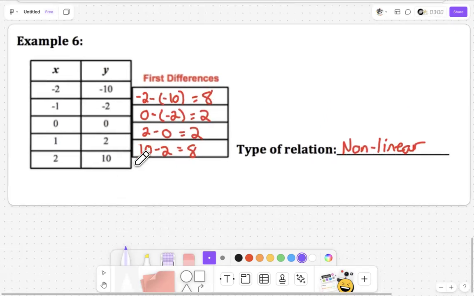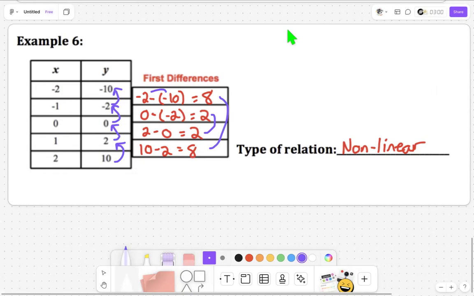And the last one is a little bit tricky because when I take 10 minus 2, I get 8. 2 minus 0 is positive 2. 0 minus negative 2 is also positive 2. Negative 2 minus negative 10, which is the same as negative 2 plus 10 because you have a double sign, gives you a positive 8. Now, just because these two are the same and these two are the same does not mean we have a linear function. All the first differences must be the same number in order to have a linear function. So in this case, this is nonlinear.